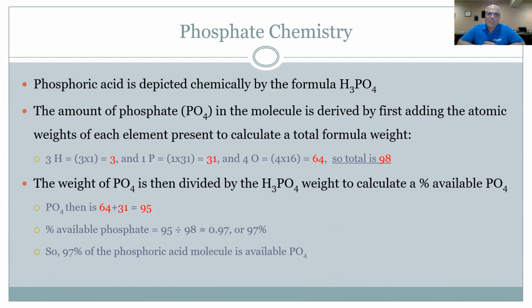The weight of phosphate is then divided by the total weight of the phosphoric acid to get a percent available PO4 in the molecule itself. So the PO4 then is 64 plus 31, or 95. And so if I take the 95 and divide it by the total formula weight of 98, I come up with about 97%. So in other words, of this phosphoric acid molecule that we're adding to the water, 97% of it is phosphate, or available phosphate.